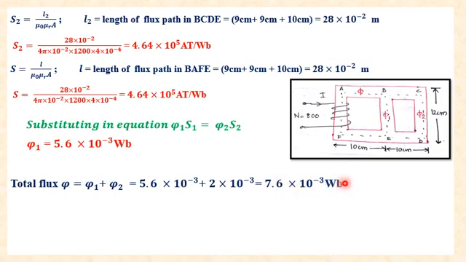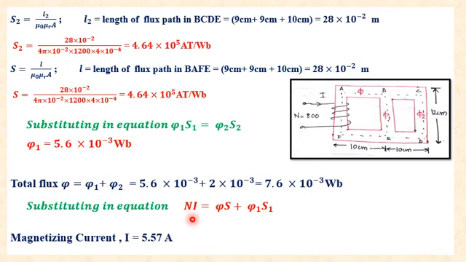So we have the total flux value, we have the Phi1 value and all the reluctance values. So we can substitute in the equation Ni equal to Phi S plus Phi1 S1. Here the only unknown parameter is the magnetizing current. So we can find magnetizing current I as 5.57 ampere.